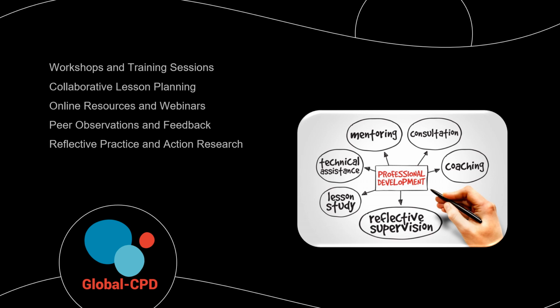For instance, teachers can form observation pairs or small groups and take turns observing each other's classes in a primary school setting. After the observation, they can meet to discuss strengths, areas for improvement, and strategies that are effective for primary students.